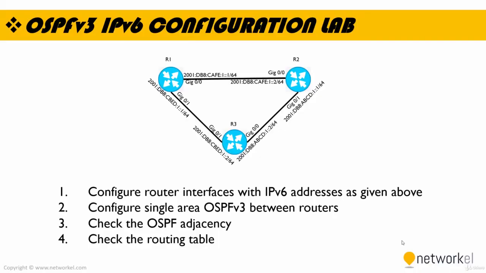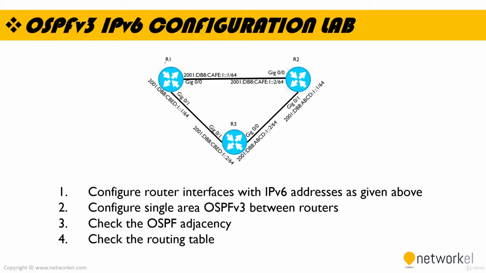In our next section, we are going to talk about OSPF version 3 IPv6 configuration. We have a practical lab for this and we have 4 steps to accomplish. In the first step, we need to configure router interfaces with the IPv6 addresses. In the second, we need to configure single area OSPFv3. Then we need to check the OSPF adjacency and the routing table as well.